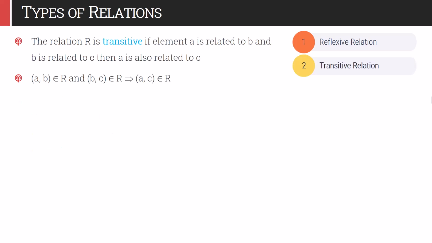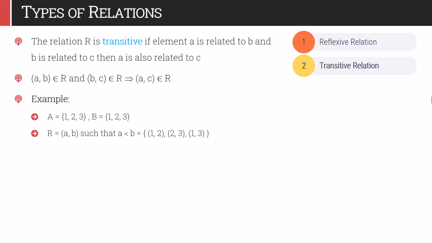The transitive relation. We can say that relation R is transitive if any element A is related to B and B is related to C, then A must be related to C. That is, if a tuple (A, B) is in R and (B, C) is in R, it implies (A, C) must be in R. If it is true for all the tuples in the relation, then we can say that the relation is a transitive relation.